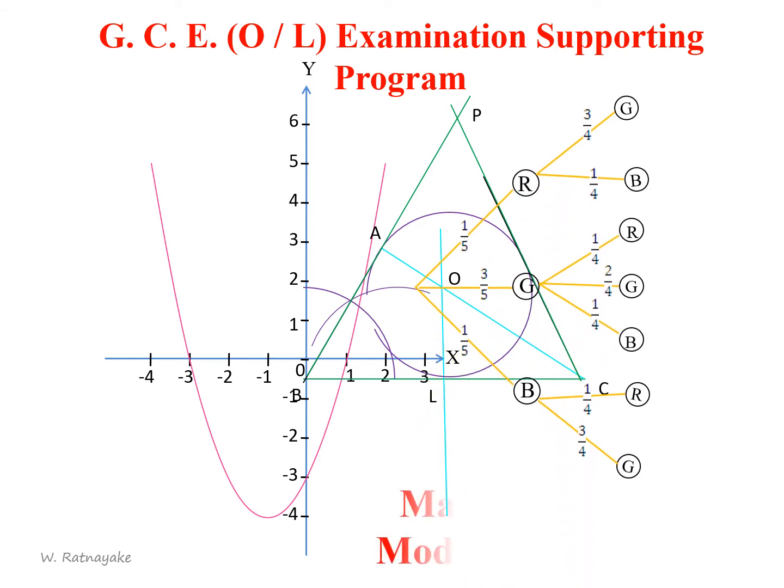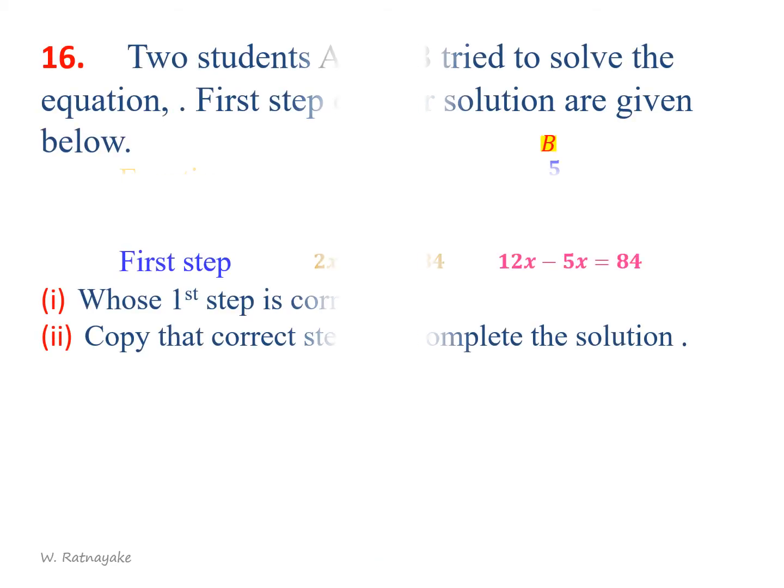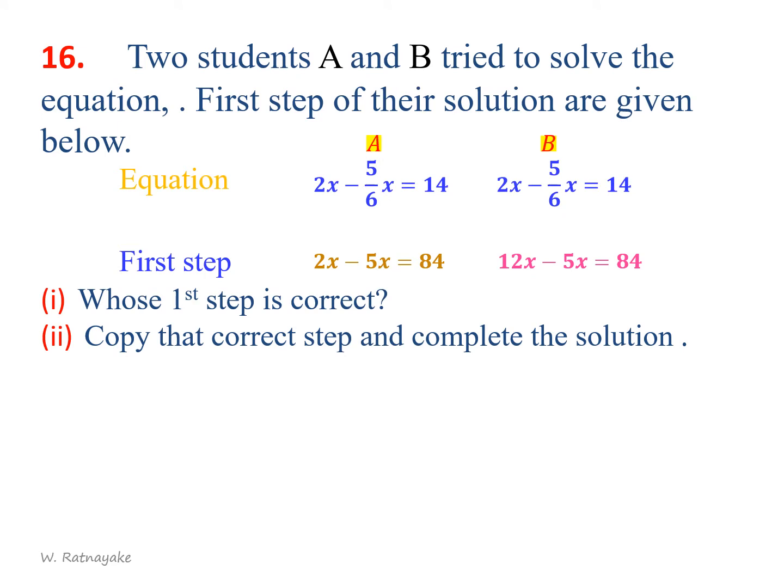Question number 16 is like this. Two students A and B tried to solve the equation. The first steps of their solution are given below. A and B are two students. They have started the solution of an equation. The equation is (2x minus 5x) upon 6 equals 14.